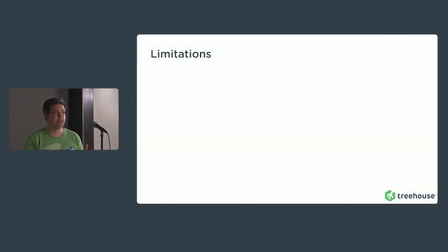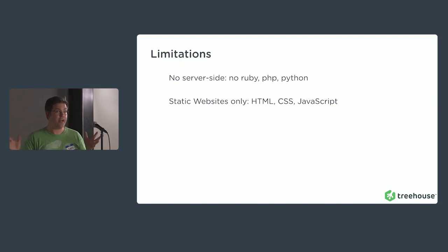So there are some limitations for what you can put up on GitHub. First of all, there's no server-side stuff. So you're not going to do Ruby, you're not going to do PHP, you're not going to do Python, can't have WordPress up there. So that kind of sucks, but it's free. So it's static websites only. So it's your HTML, CSS, JavaScript. You can throw up an index.html page and suddenly the world will see your portfolio or whatever it is that you want to host.